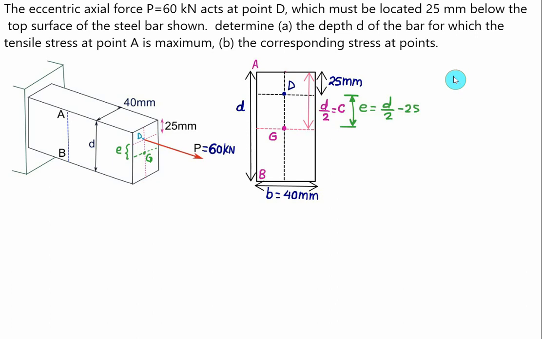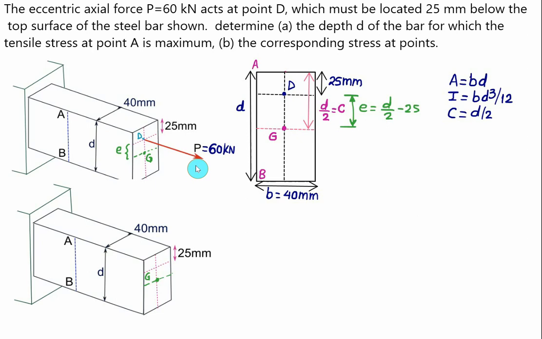The area of the given cross section is width B multiplied by depth D. The moment of inertia I is B D cube divided by 12. The distance C we have already found, C is equal to D by 2. That will give the maximum stress at points A and B. One will be tension and one will be compression.